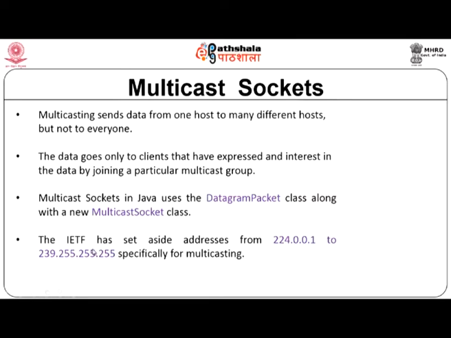IETF has set addresses from 224.0.0.1 to 239.255.255.255. These are the IP addresses we need to use for making multicast communication. So, you use any address within this range from 224 to 239 for making multicasting.